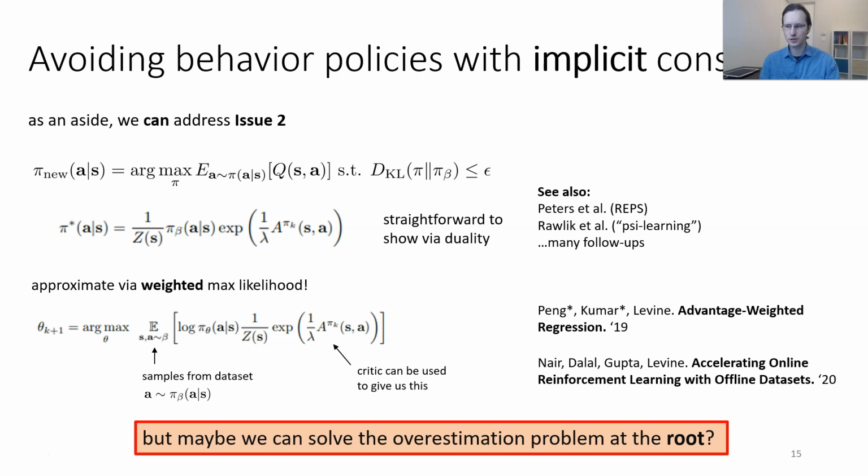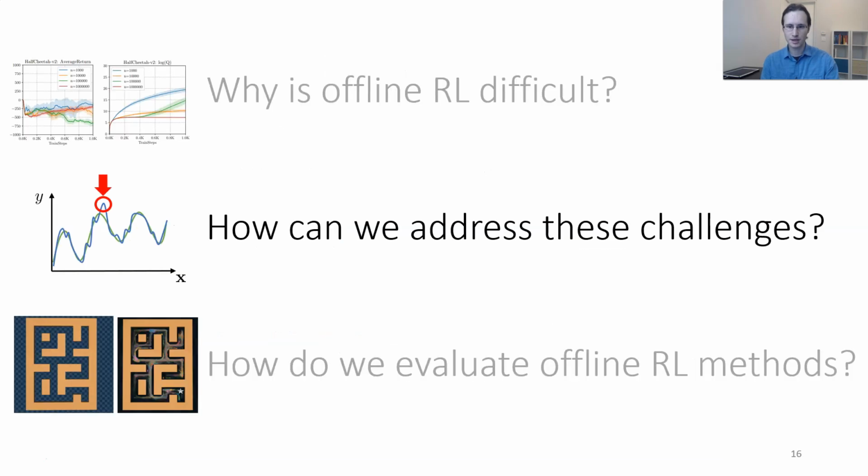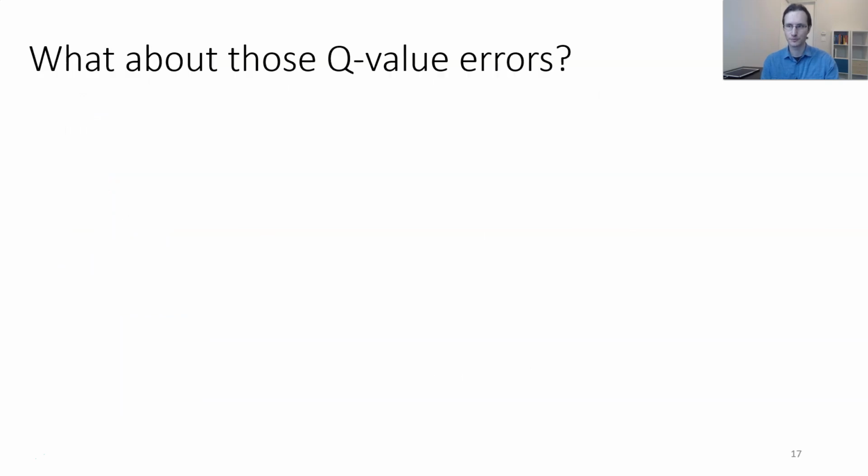But maybe we can solve the overestimation problem at its root. Maybe instead of coming up with better ways to constrain the policy, we can simply prevent the Q function from overestimating. And this is the idea that I'm going to talk about in the second part of today's talk, where I'll discuss a new algorithm I've developed called conservative Q learning.